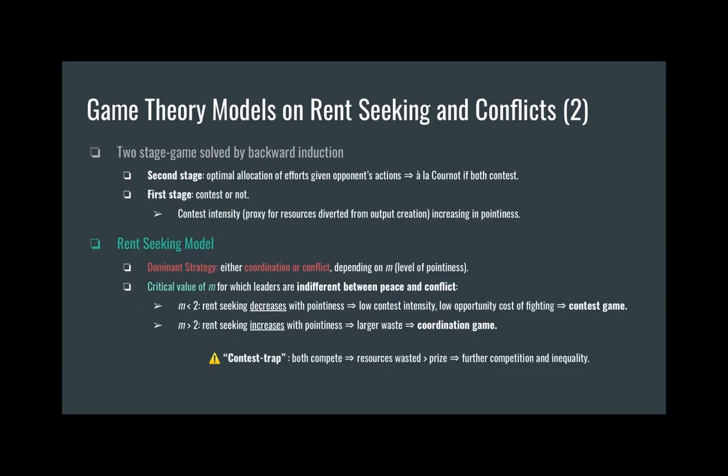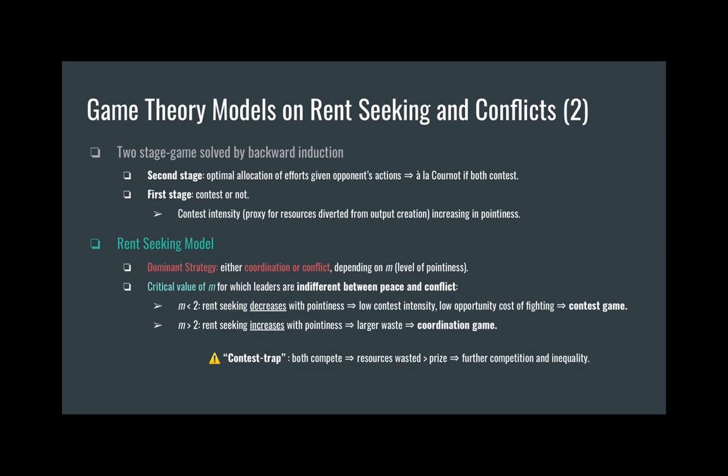First, given the opponent's action, the tribe will determine its optimal allocation of efforts. If they both decide to fight, the game is à la Cournot. Given the outcome, leaders will decide to contest or not. In the rent-seeking model, the game's dominant strategy is either coordination or conflict, depending on them.